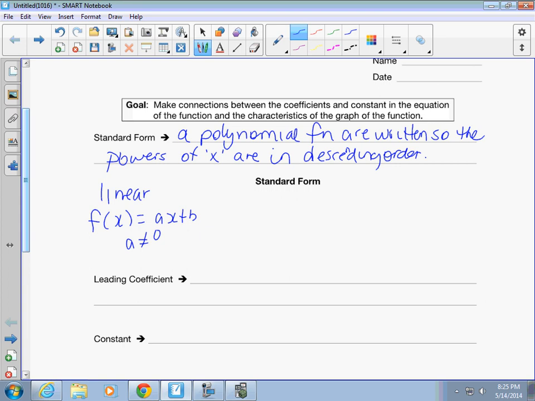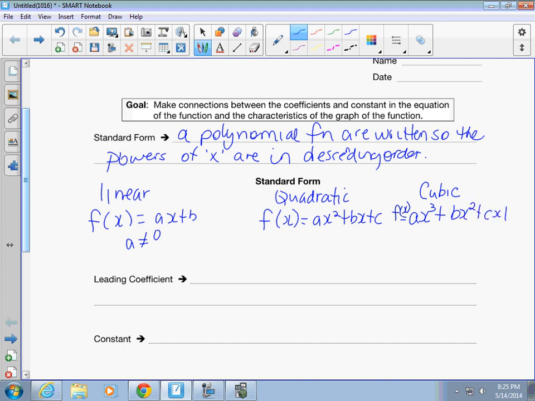For standard form, for a quadratic, you have f of x is equal to ax squared plus bx plus c. And for a cubic, you have f of x is equal to ax cubed plus bx squared plus cx plus d.